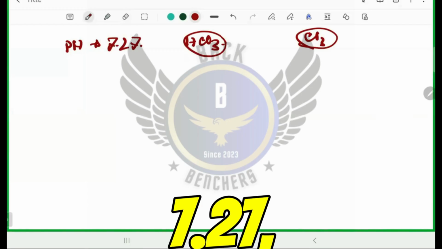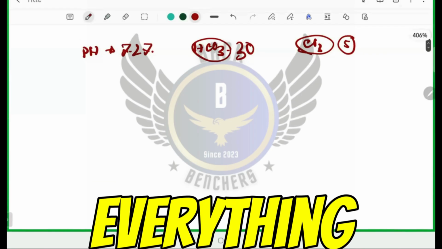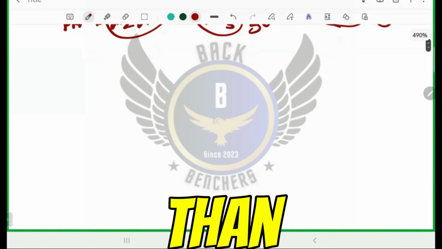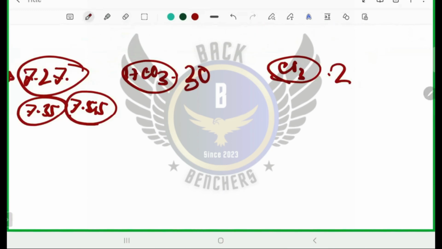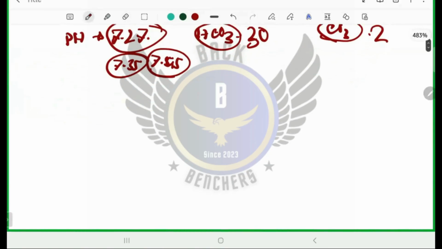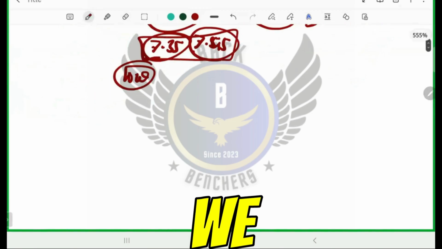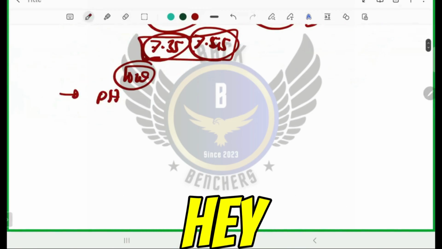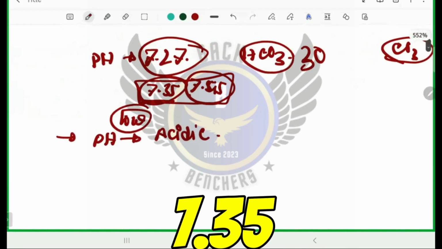pH 7.27, bicarbonate 30, carbon dioxide 5. First, we assign everything. Is the pH lower than 7.35 or higher than 7.45? Let's take this one to understand. Right now don't go into any complications. See, this is lower than the normal value. pH is low. First step, what do we do? We say pH is acidic or alkalotic. Here pH is acidic because it's lower than 7.35.